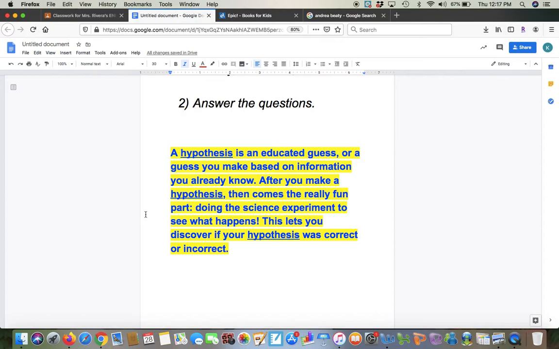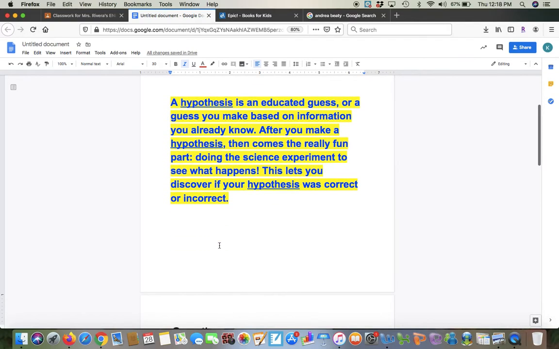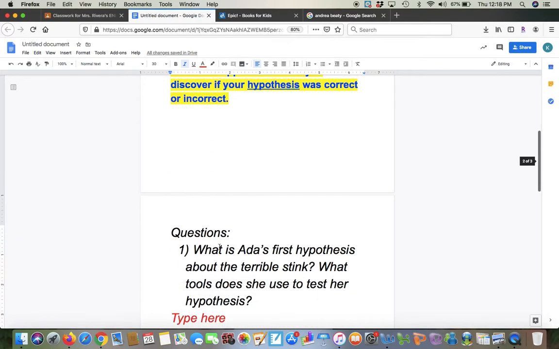Now, when you make these hypotheses, it doesn't mean that they're always going to be correct. Sometimes we don't make a correct hypothesis. So after the science experiment is over and you've finished, that's when you decide if your hypothesis was correct or incorrect. And it's okay to be incorrect because many famous scientists have been incorrect, and that's how they figure out what to fix in their experiment to make it work. Okay, so anyway, here are the questions for the story.